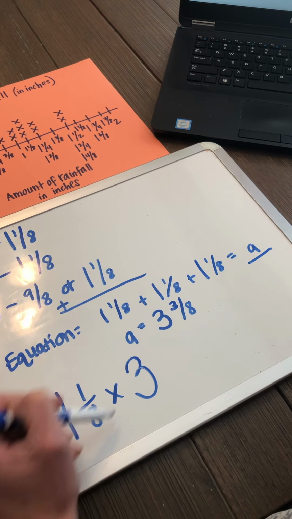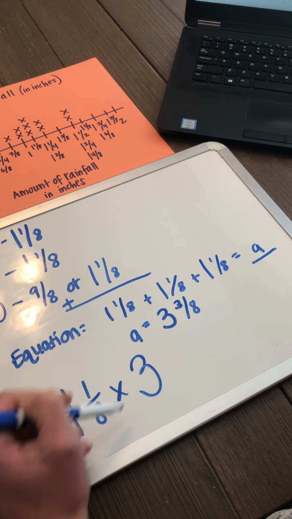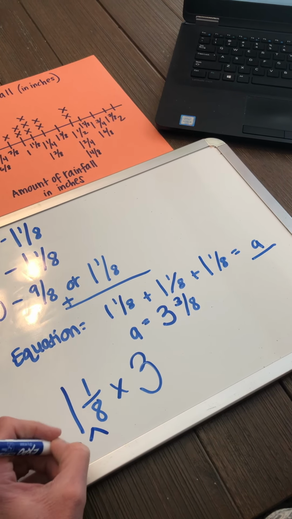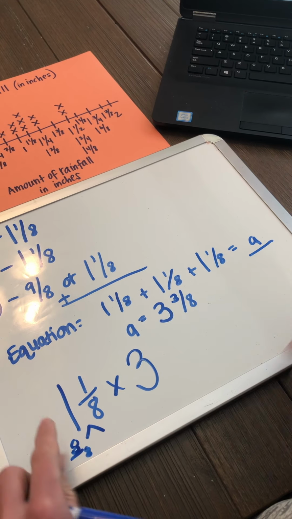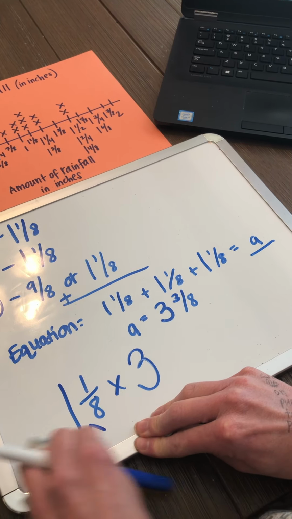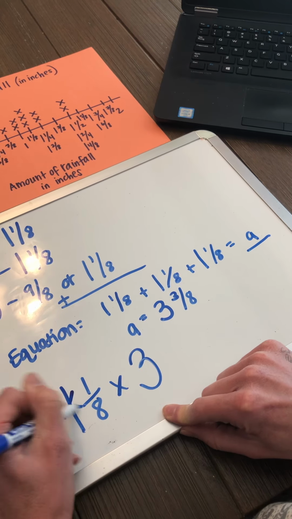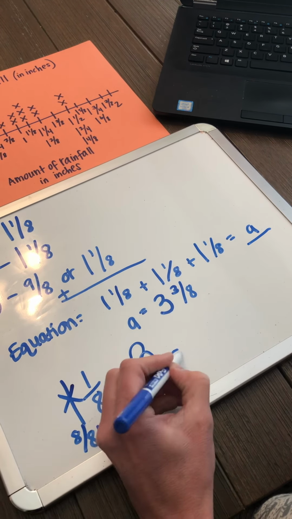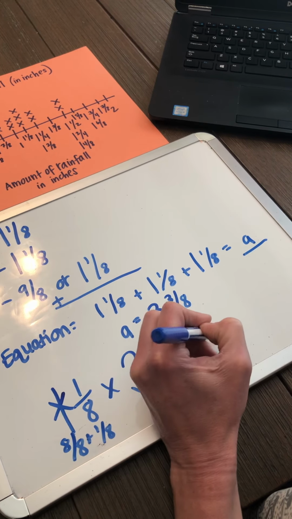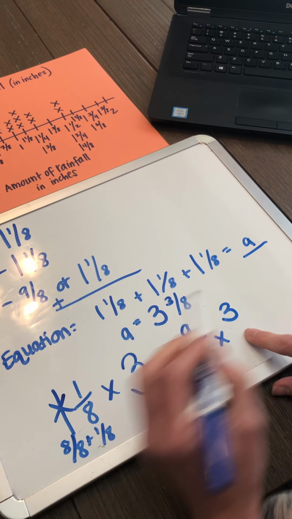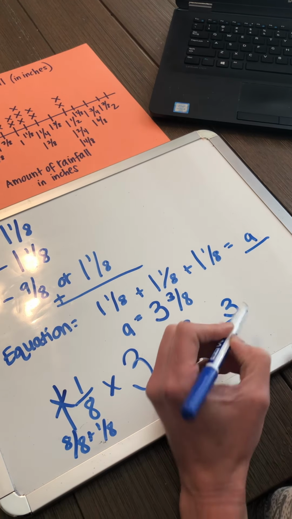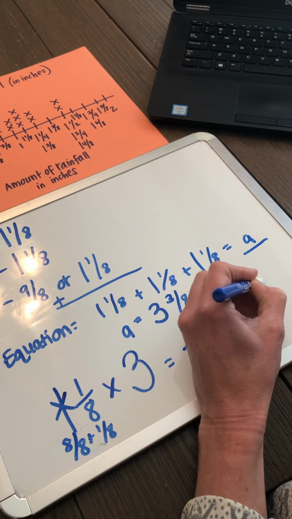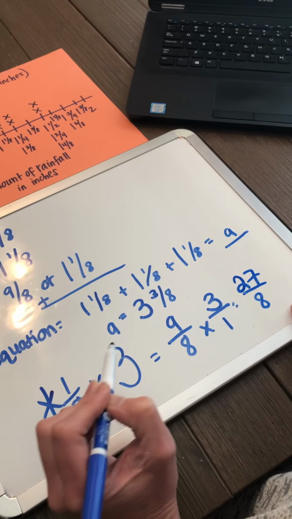You guys learned in an earlier unit that I would have to convert this into an improper fraction. So 1 whole is 8/8. Let's rewrite that so that it looks better. So 1 whole is the same as 8/8 plus the 1/8 I have. So I'm looking at 9/8 times 3. And we always know that the denominator for a whole number is going to be 1. So when I multiply across, I get 27/8.